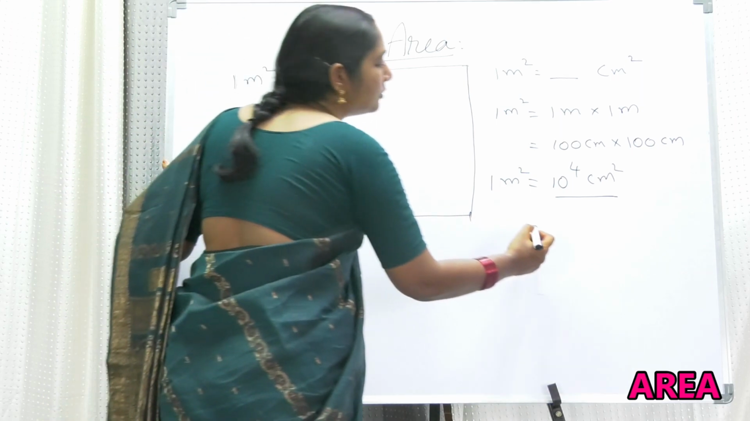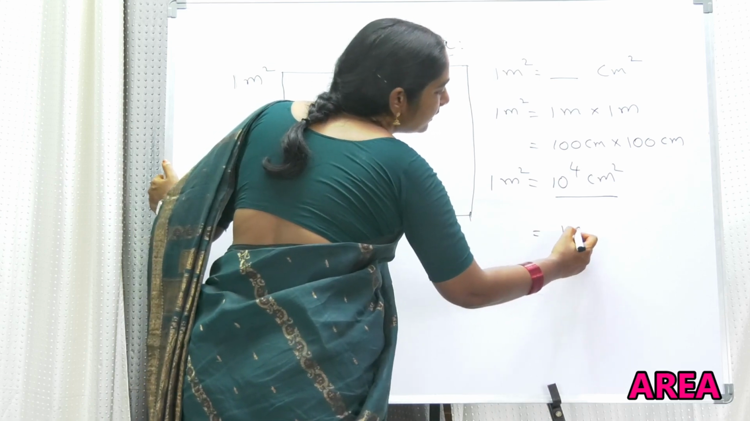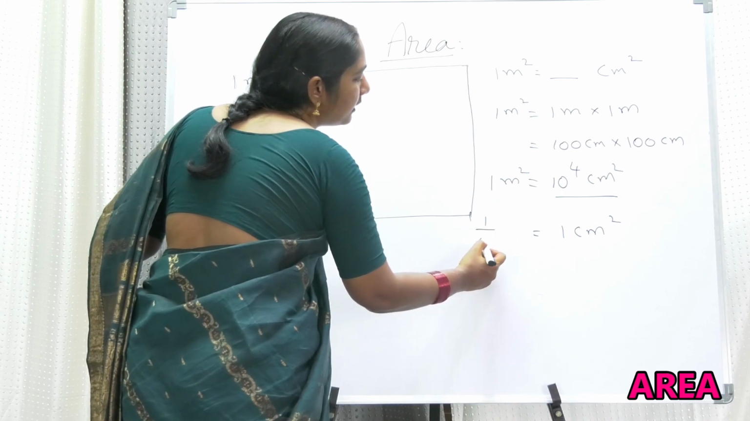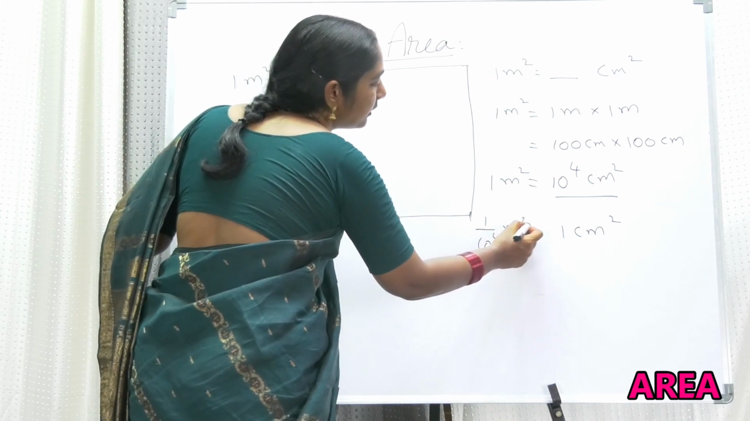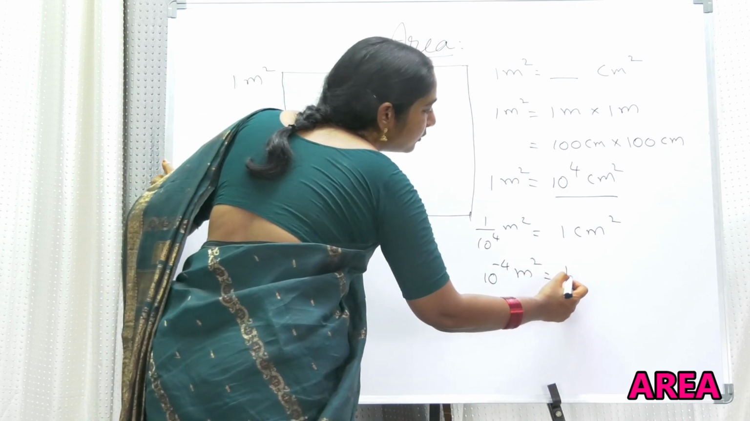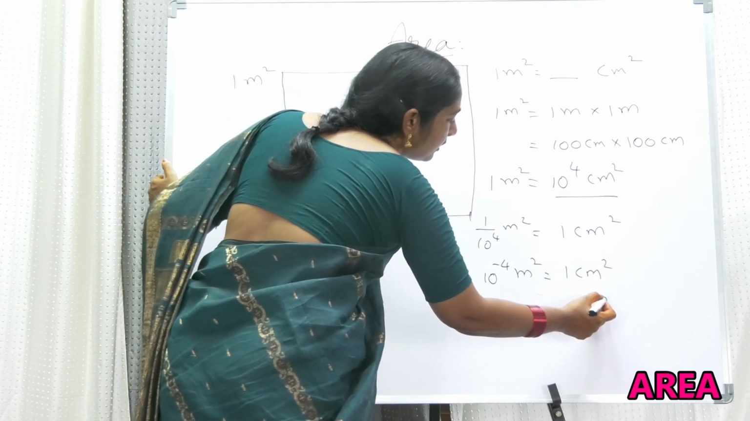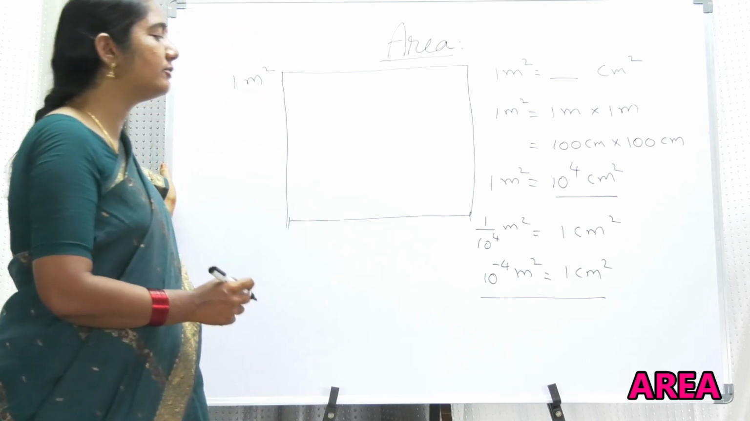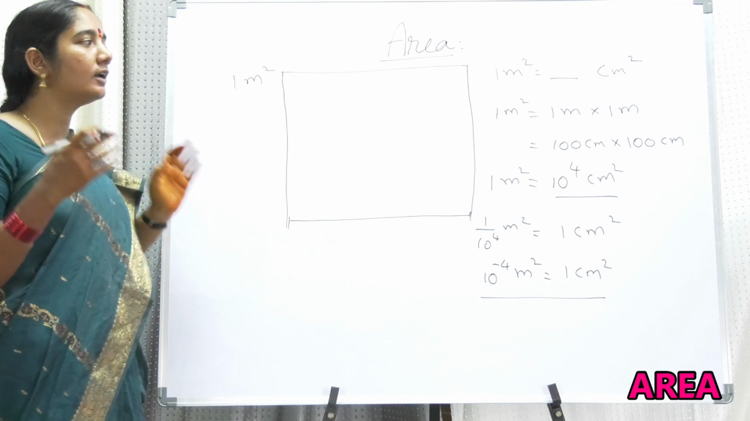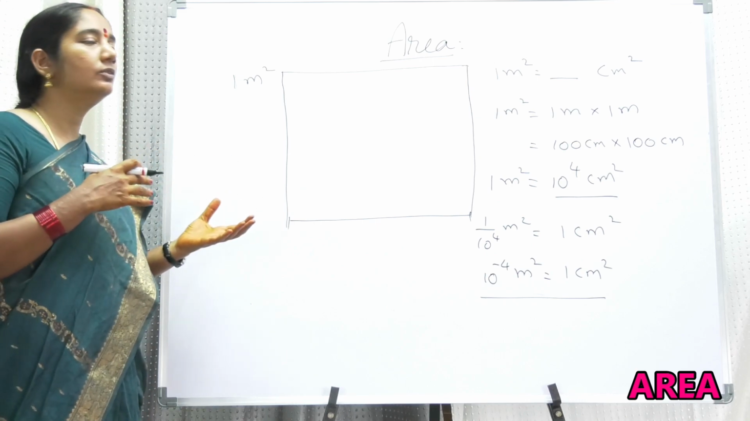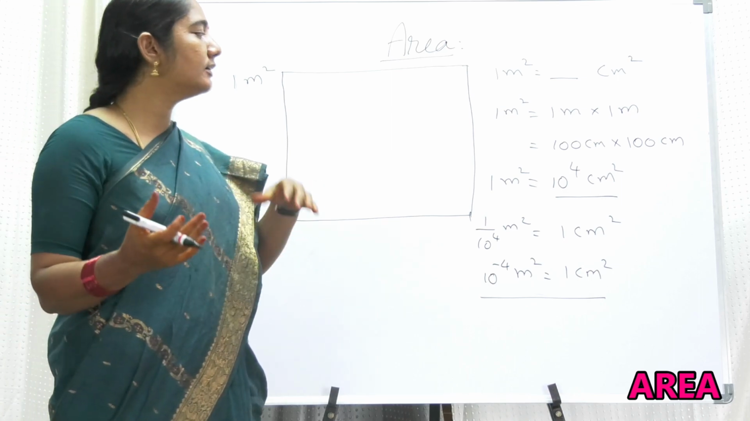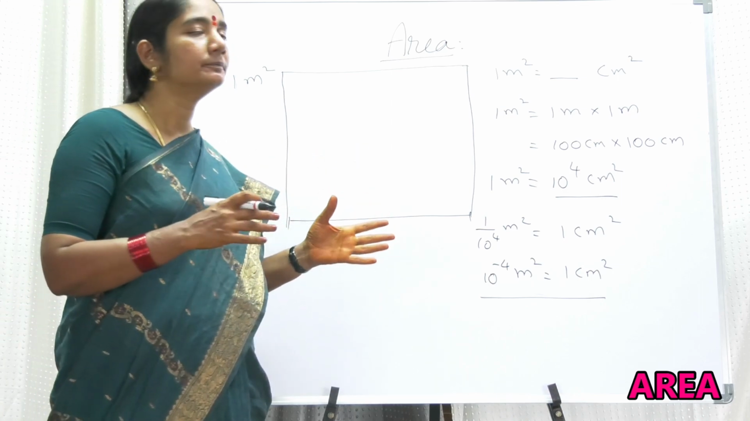Or you can also say that 1 centimeter square is equal to 1 by 10 to the power of 4 meter square, or 10 to the power of minus 4 meter square. So 1 centimeter square is also equal to 10 to the power of minus 4 meters square. So my dear friends, you are now understanding how to convert square meter into square centimeter, and square centimeter into square meter.